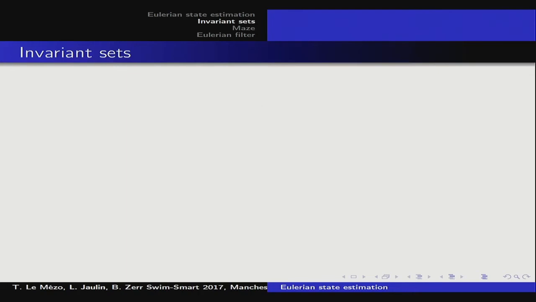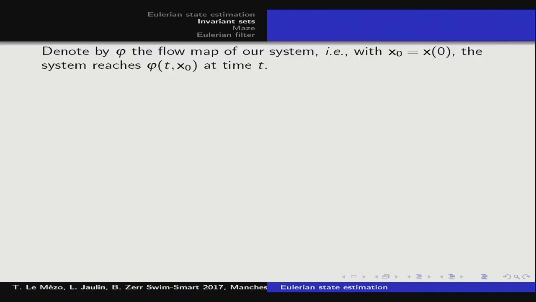Everything is related to the basic tool for this, the invariant sets, which are important in control theory. So what is an invariant set? First, I introduce the flow map, which corresponds to a solution of the differential equation. So it means that if I start at x0 and take time t, then phi will give me the state where I am at time t.